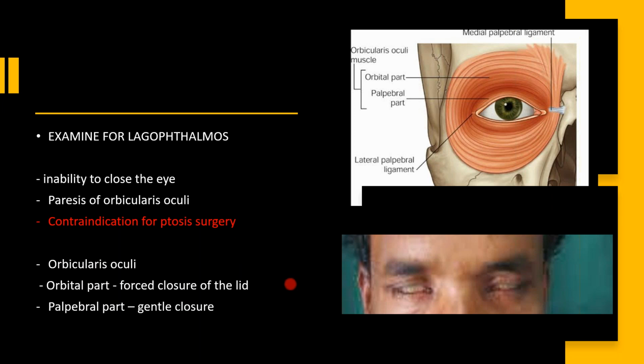So, as I said, closure of the lid is a function of orbicularis oculi, and the orbital part of it causes forced closure of the lid, and the palpebral part of it causes gentle closure of the lid.